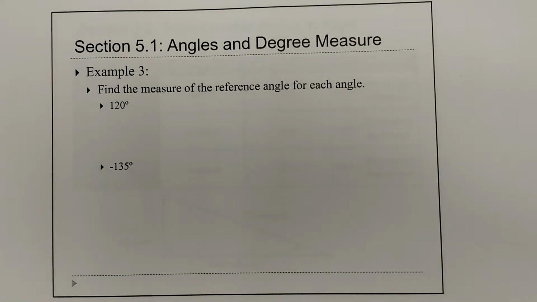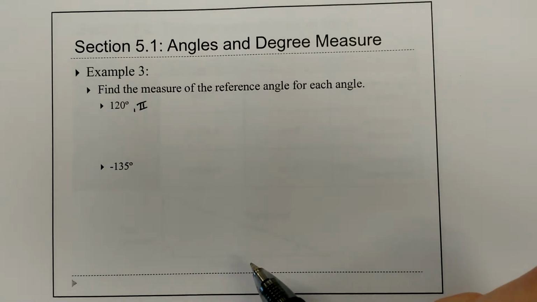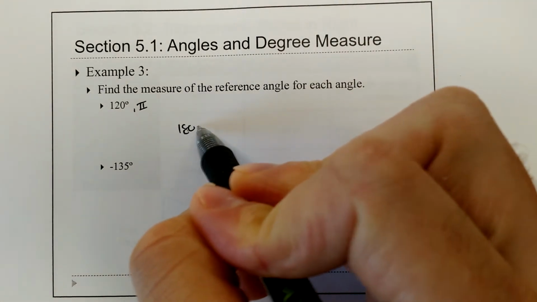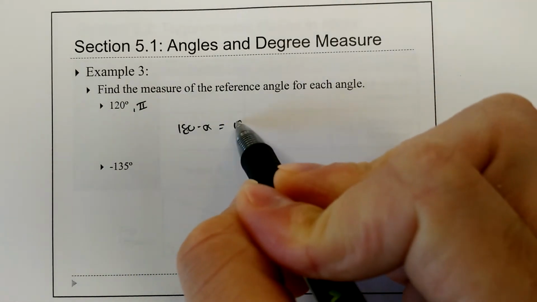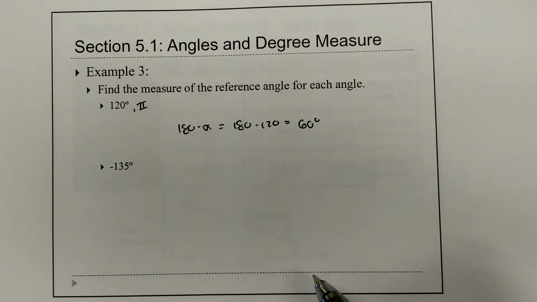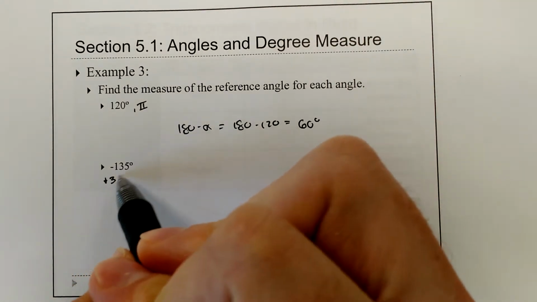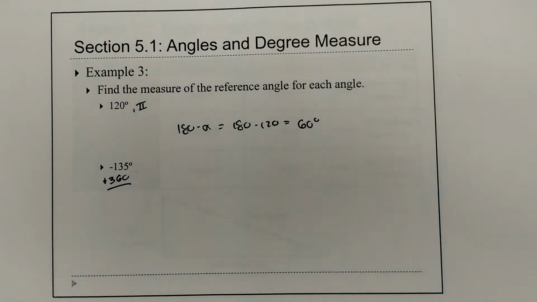So this one says find the measure of the reference angle for each angle. So 120 degrees, this angle is in quadrant 2. And in quadrant 2, you take 180 minus alpha, so that's going to be 180 minus 120, so the reference angle is 60 degrees. Negative 135, the first thing I need to do is actually make this a positive angle, so I'm going to add 360.